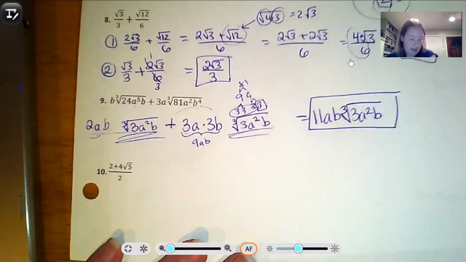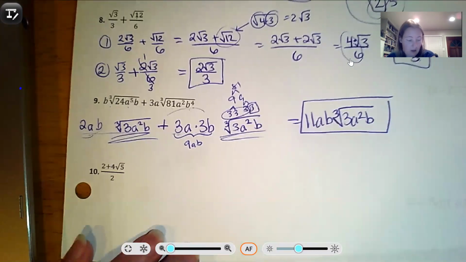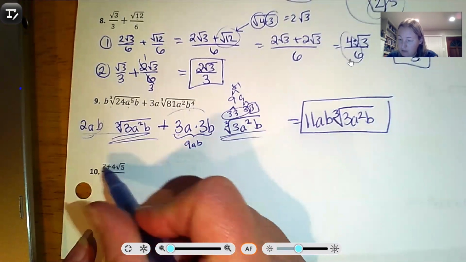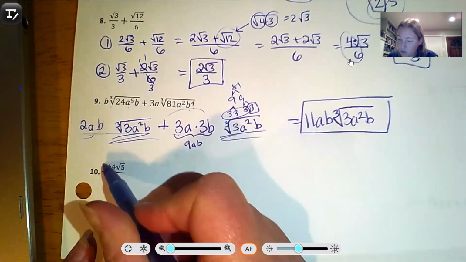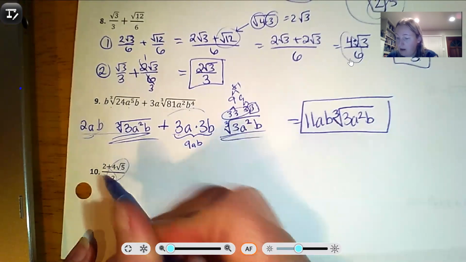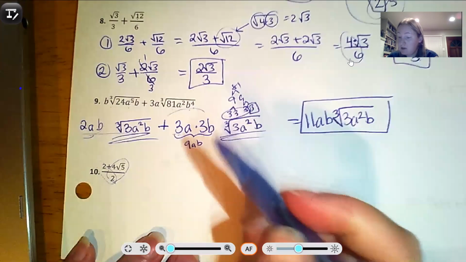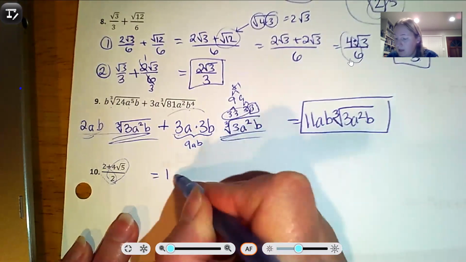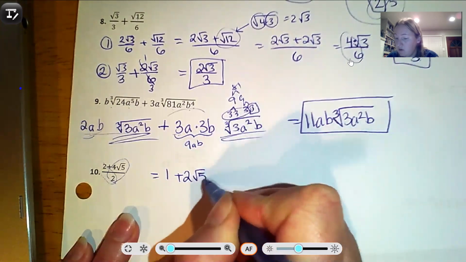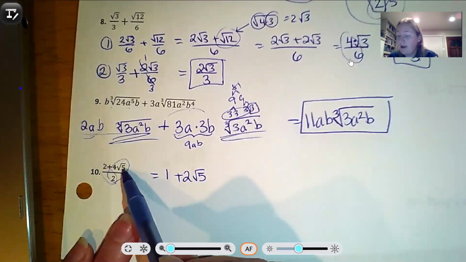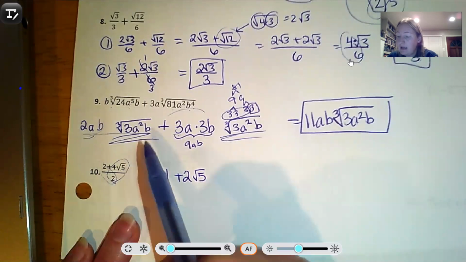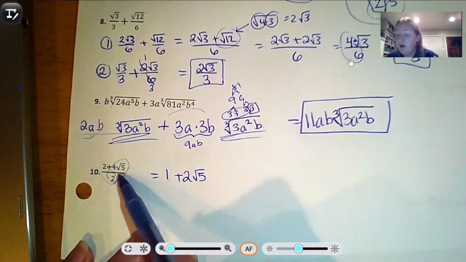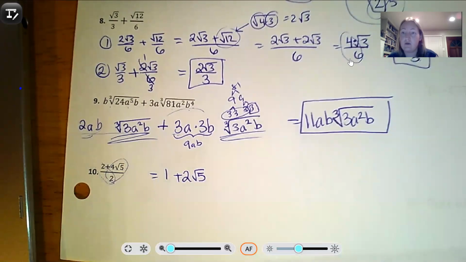And then number 10, both of these terms are being divided by 2, so 2 divided by 2 is 1, and for root 5 divided by 2 is 2 root 5. So again, 1 plus 2 root 5. Don't worry about the radicand. It's about the coefficient. I have 4 of these. I'm dividing by 2, so I'll have 2 of those, and of those is the root 5.